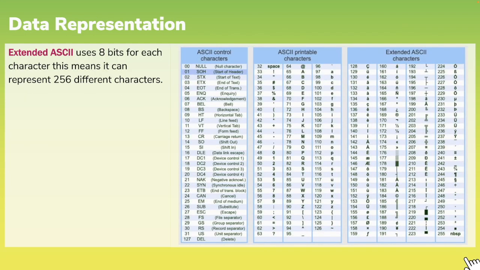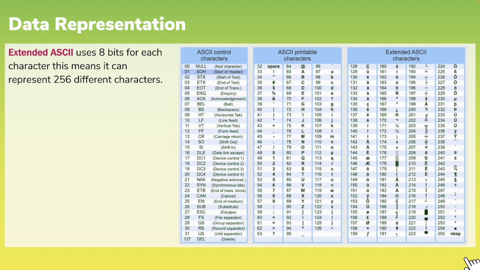Moving on now to talk about text and how text data is stored in binary. At National 5 we encountered extended ASCII. And extended ASCII uses 8 bits for each character, and that means it can represent 256 different characters.